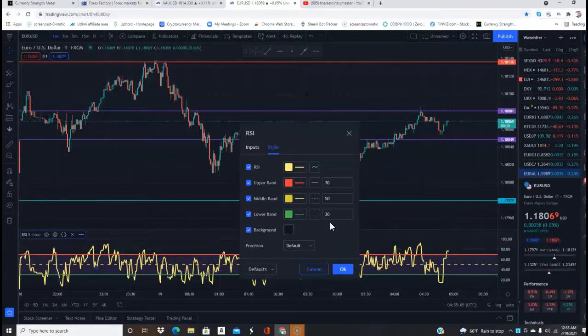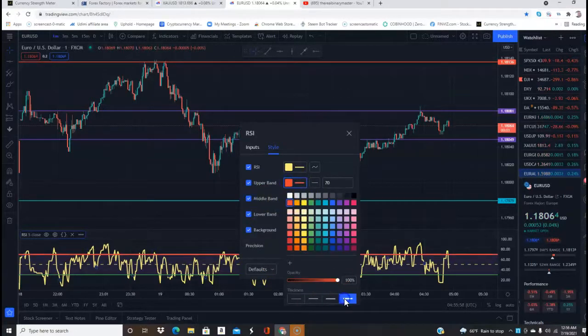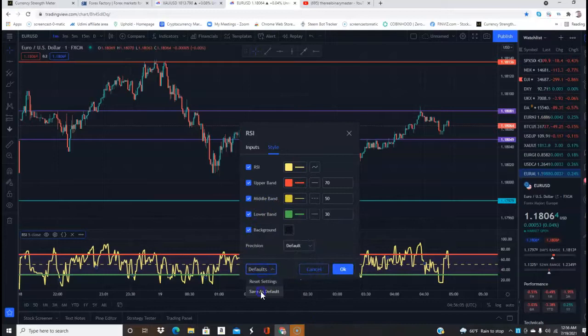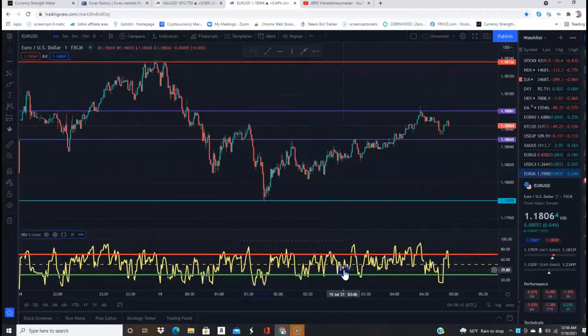Now in slower markets, we could do 60 and 40, but this market is moving nicely. We're going to keep it on default, which is 70 and 30, and you could even get rid of the 50 if you wanted to. I'm going to leave it on. Make the lines big. That's what I like to do. Click Save as Default, and you can get rid of the background so that you can see it a little bit better. There's Save as Defaults. Okay.